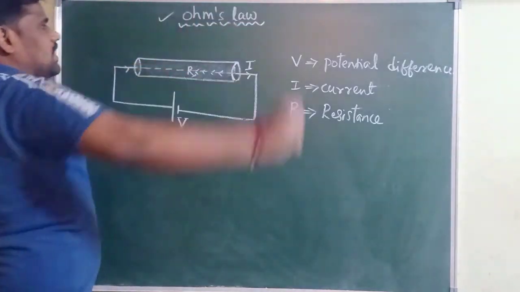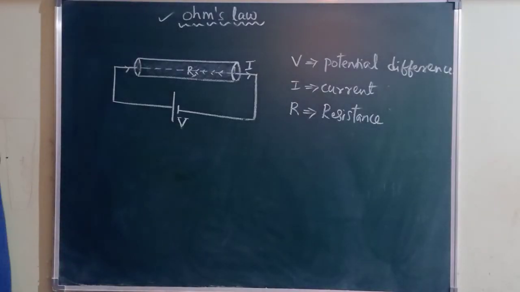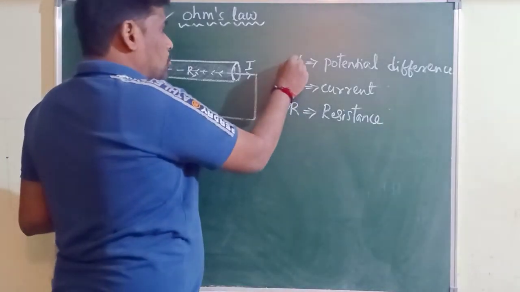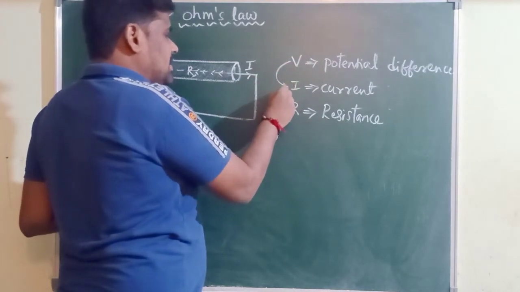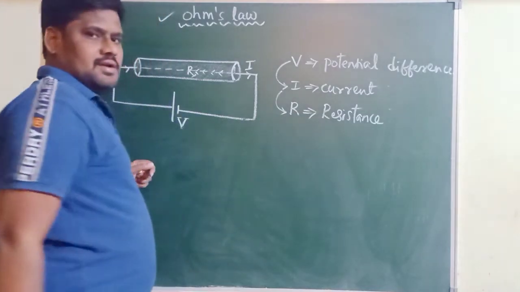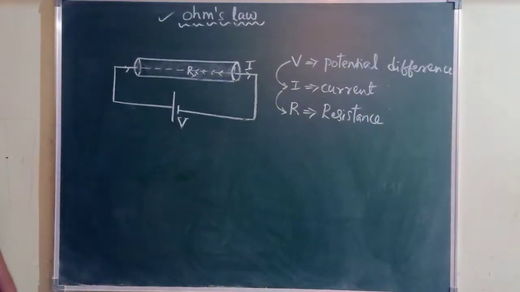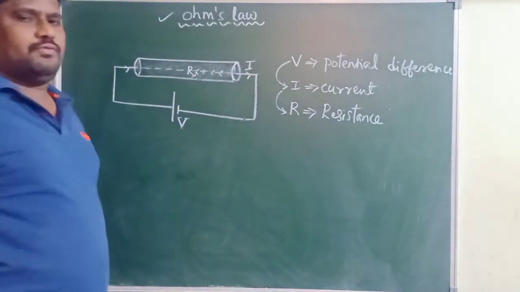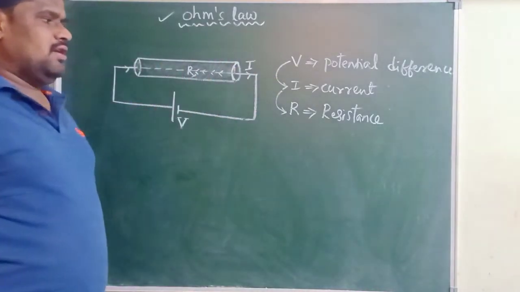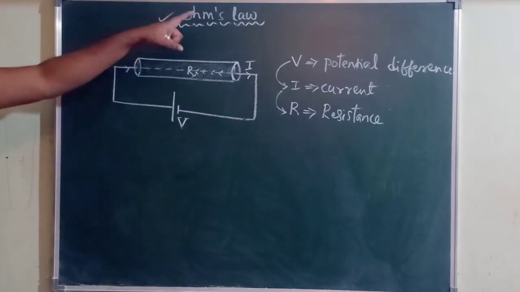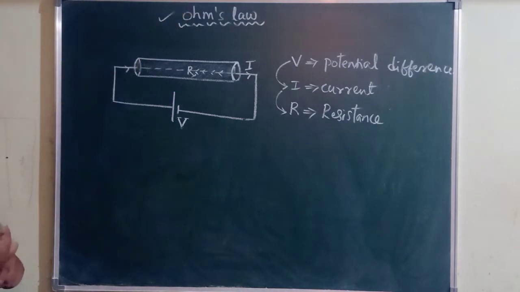Then what is Ohm's law here? Ohm's law gives the relation between potential difference V, current I and resistance R. The mathematical relation between potential difference V, current I and resistance R for a given conductor is given by Ohm's law.